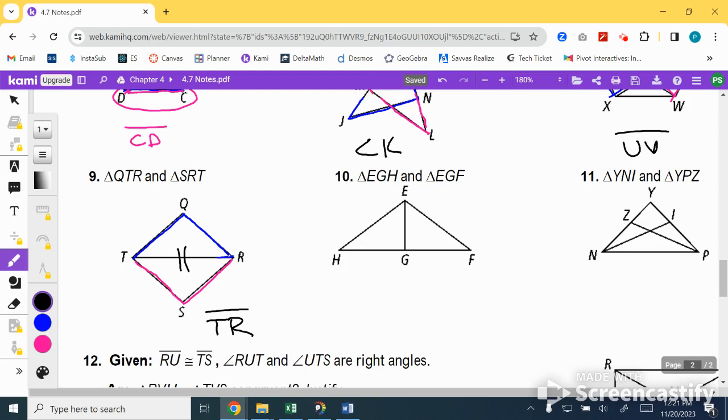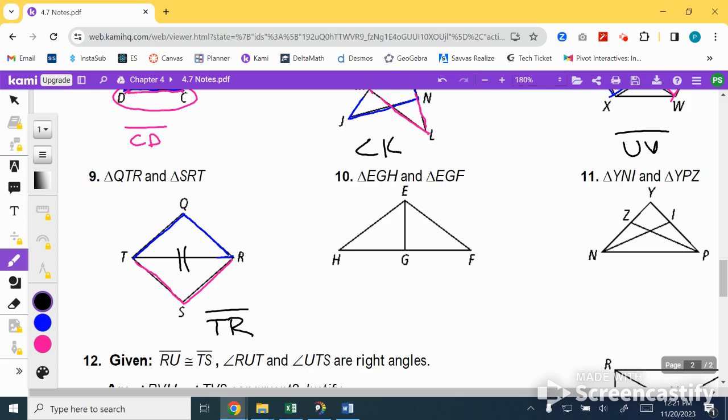Take a look at these triangles here. Number 10, we got triangle EGH and EGF. I want you to pause the video right now and see if you can decide what the common side or common angle is. So pause the video and we'll be back in just a second.